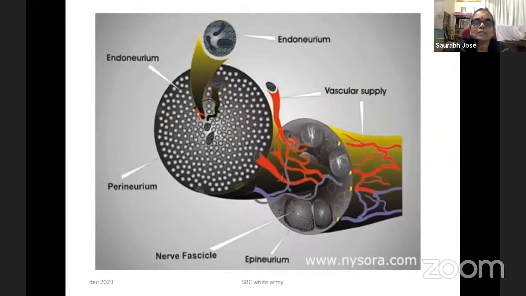And here you can see the various parts inside that. Around an axon we have the endoneurium, and the blood vessels are there. A few groups of axons are covered by perineurium, and many of these fascicles are covered by epineurium. So you have an endoneurium around the axon, then a perineurium and an epineurium. Inside that you have the vascular supply and the connective tissues.